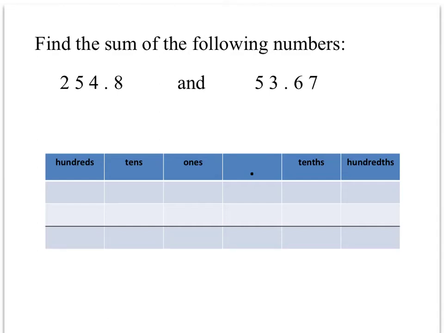We're going to find the sum of the following numbers. You have to understand that the word sum means to add. We're going to add these numbers. Now, the way we're going to do this is we're going to start right here.